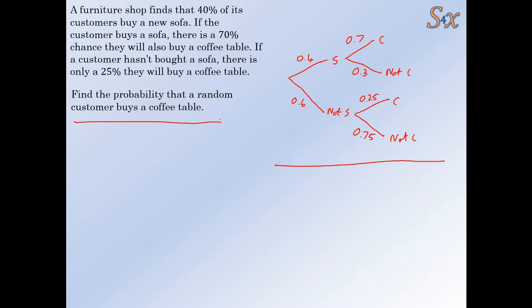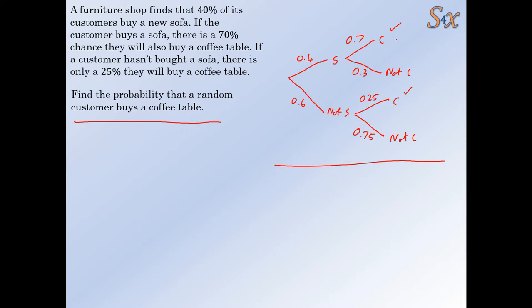Now, this second part of the question, find the probability the random customer buys a coffee table. Well, which branches give us a coffee table? Well, it's this one here, we end up buying a coffee table. And this one here, we also end up buying a coffee table. So these are the two possible paths which end up with a coffee table.